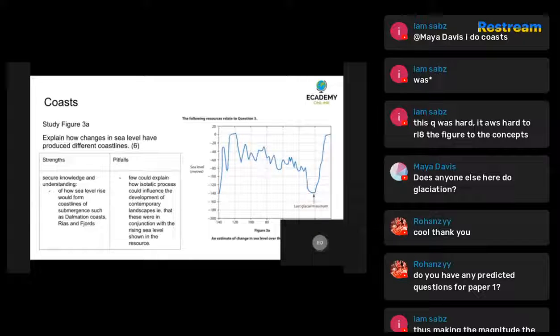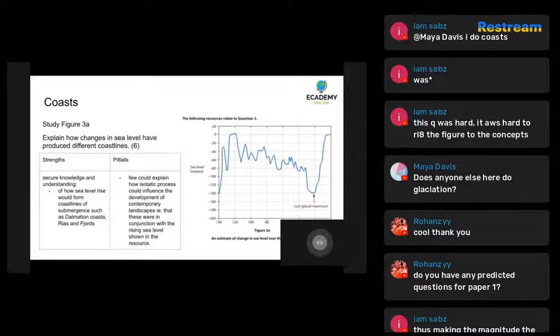Okay, so here a lot of students not explaining how the process could influence the creation of these particular coastlines, because the question itself says explain how, right? And what students tend to do is just say, this is what's happened. This is the feature that's been created, a Dalmatian coastline or a fjord, but they don't actually go through the process itself.